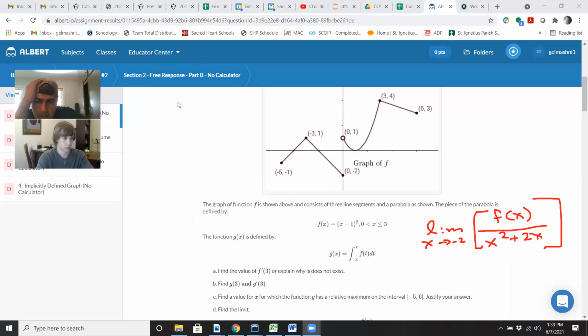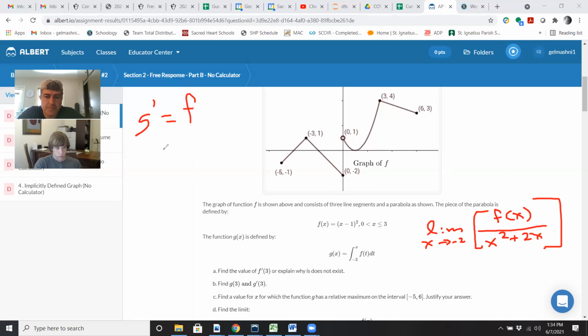So the function is defined by default. First of all, you have a piecewise function here for f of x. (x - 1)^2 is the parabolic part from 0 to 3. G of x is defined as the integral from -3 to x. So first off, you'll probably want to say that G prime equals f.